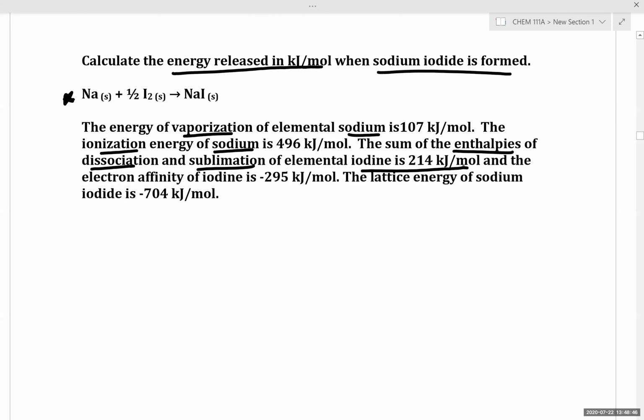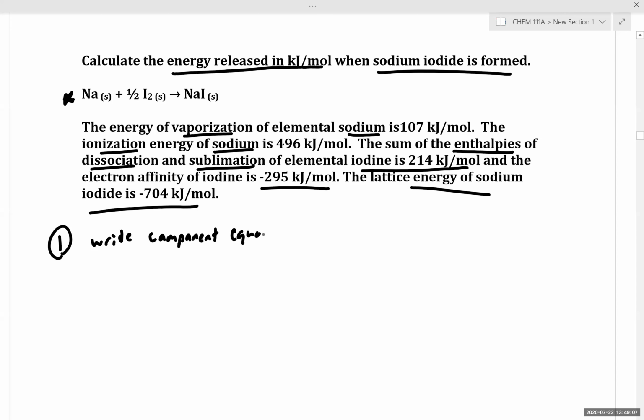And then the electron affinity of iodine is negative 295 kilojoules per mole. And the lattice energy of sodium iodide is negative 704 kilojoules per mole. So first things first, I would write my component equations. Then you manipulate your equations and add them together using Hess's law to give you this final desired equation. So let's take about 6 to 7 minutes to work through this example.